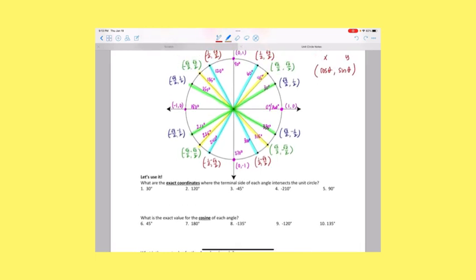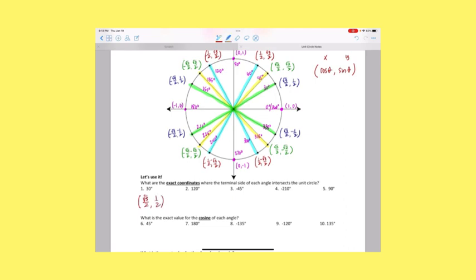So if I asked you what are the exact coordinates where the terminal side of the angle intersects the unit circle, we're literally just going to pick coordinates off of this reference sheet. So 30 degrees, I can see 30 degrees right here, this angle, these are the coordinates. So I'm just going to write those coordinates down because that's all it's asking me to do here. So 30 degrees is radical 3 over 2 and 1 over 2.